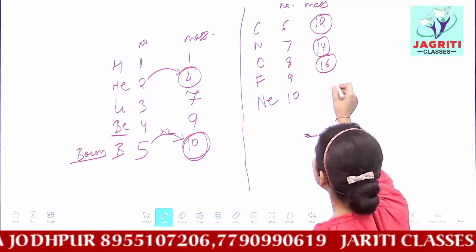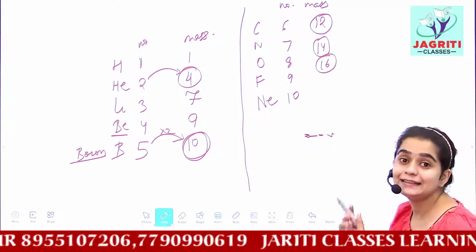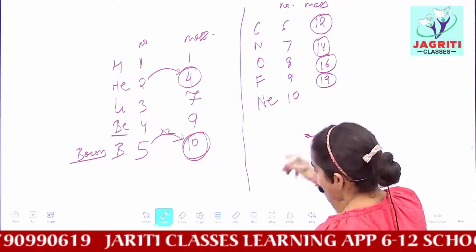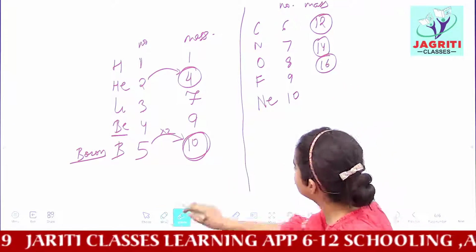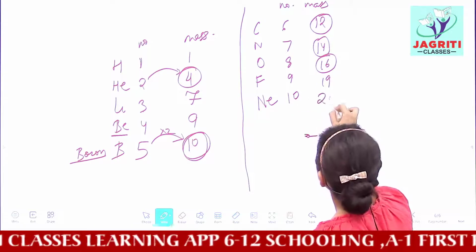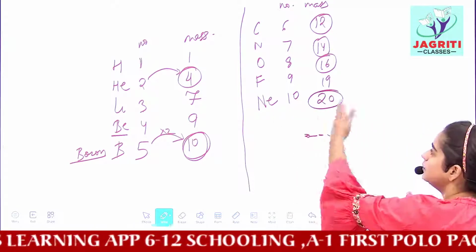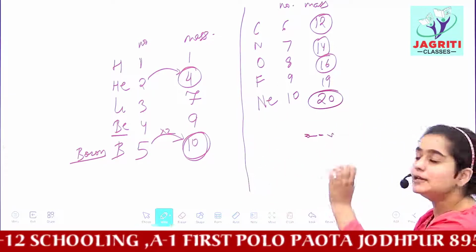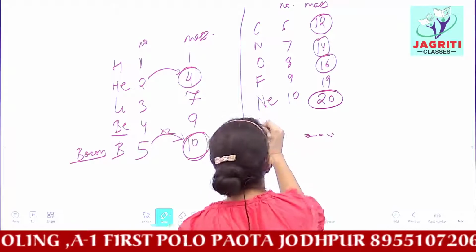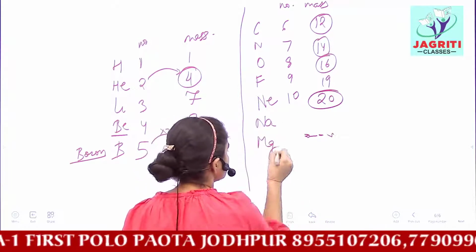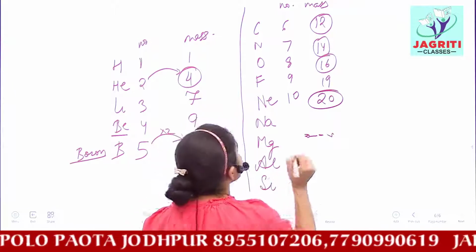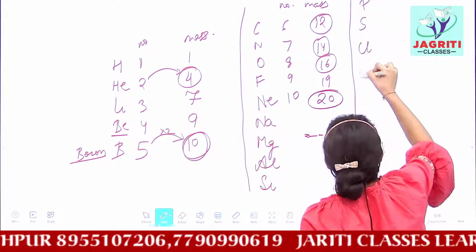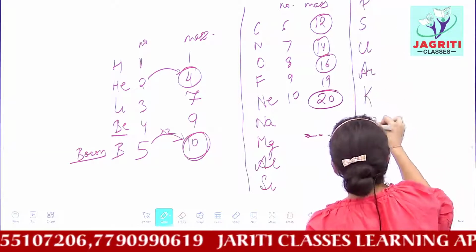But for fluorine, how much should you have? Double of 9 is 18, but the mass which you get is 19. So you have to remember this value, 19. And for neon you have again the general mass, double of the number, which is 20. These are the first 10 atoms. Now the next atoms are sodium, magnesium, aluminium, silicon, phosphorus, sulfur, chlorine, argon, potassium and calcium.